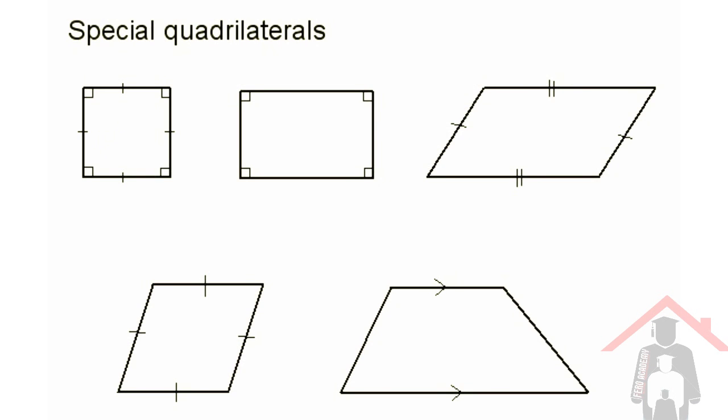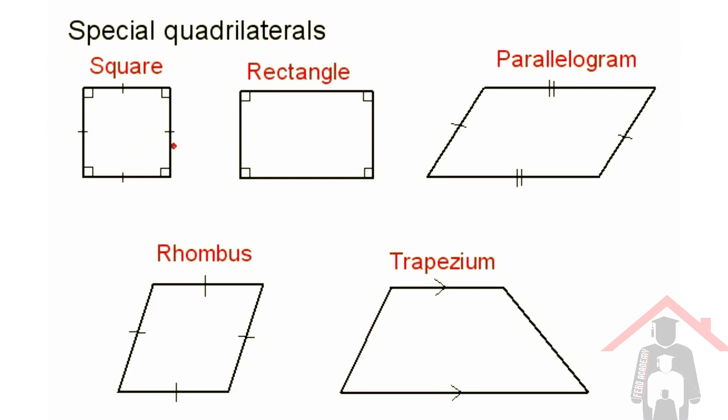These shapes are all quadrilaterals because they have 4 sides. Can you name them? You should know the first 2 straight away. This one is a parallelogram. We also need to know that this side is parallel to this side, shown by these arrows, and this side is parallel to this side.